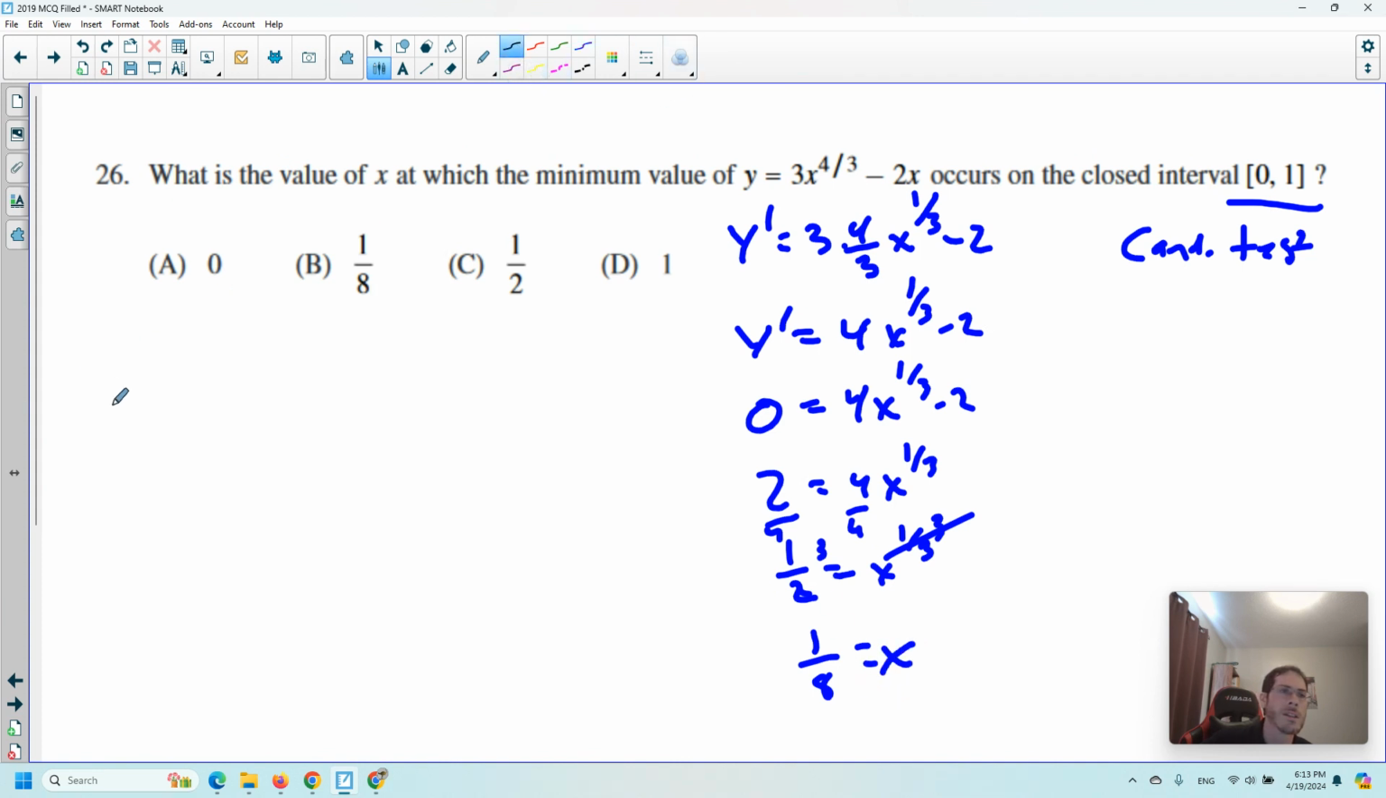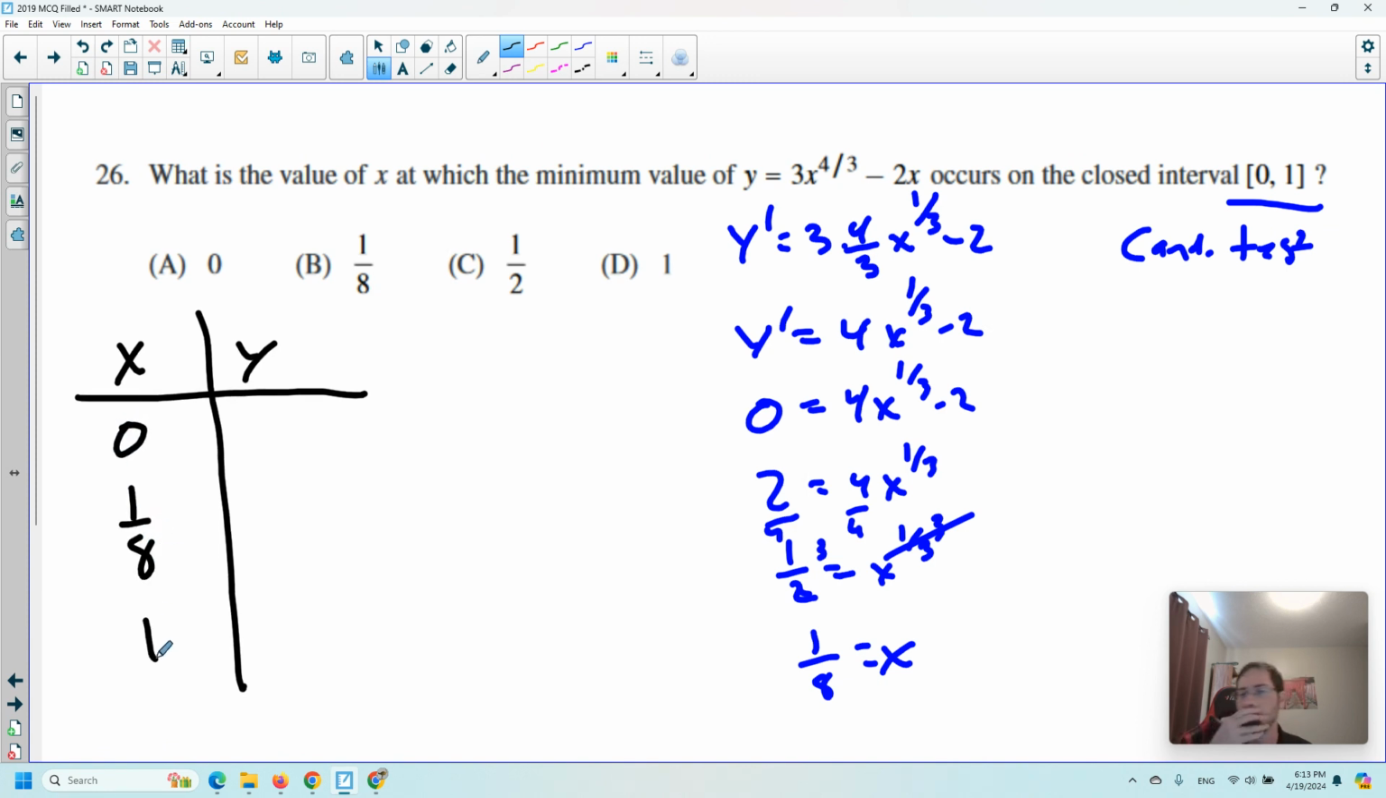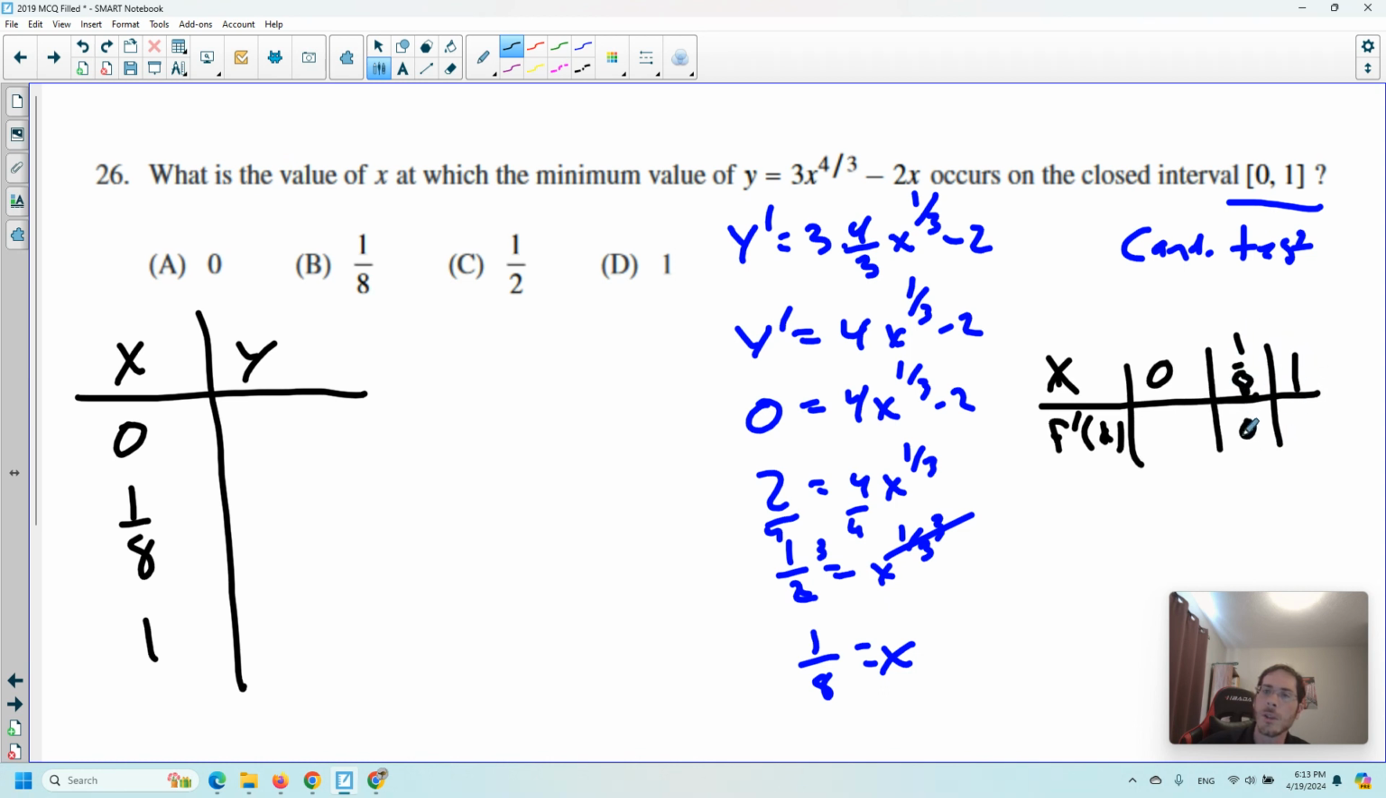All right, so our candidates that we've got are not very friendly. So x and then y, we've got 0, we've got 1/8, and we've got 1. All right, I really don't want to plug 1/8 into that equation. So let's just double check to make sure it's actually a minimum first. X, f prime of x: 0, 1/8, 1. If I plug 0 into here for my derivative, I get -2. If I plug 1 in, that's 2. So negative to positive is a minimum.